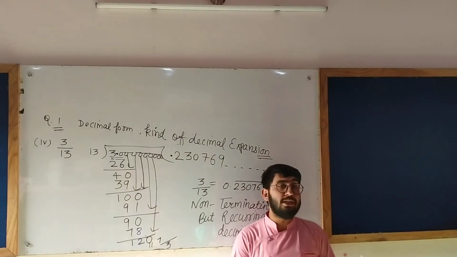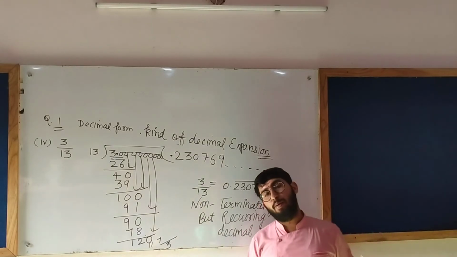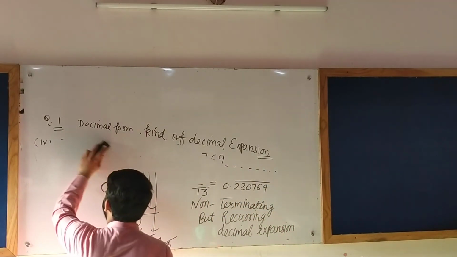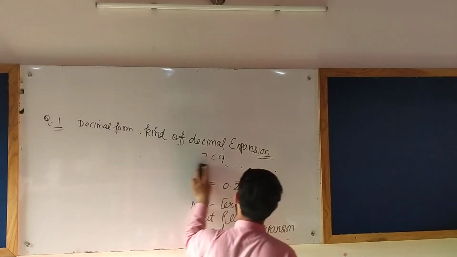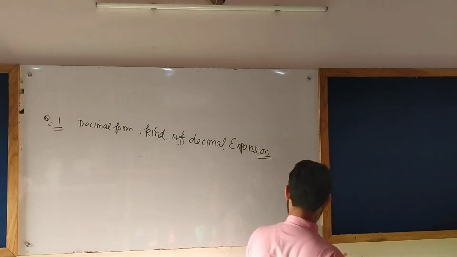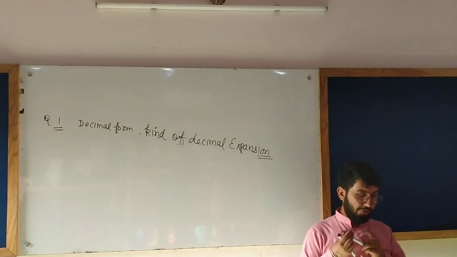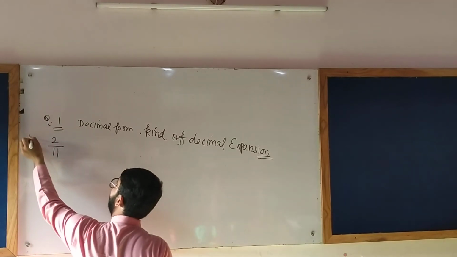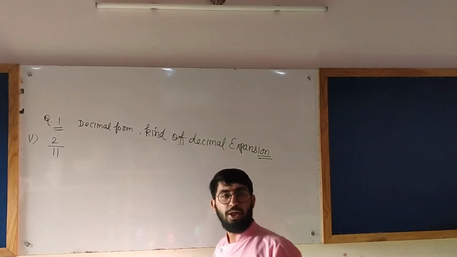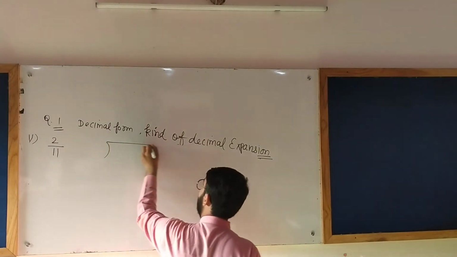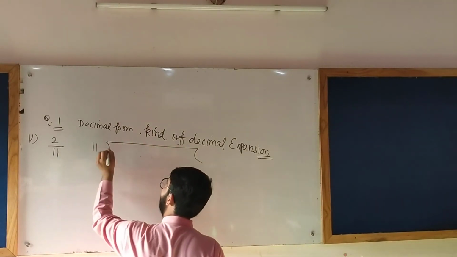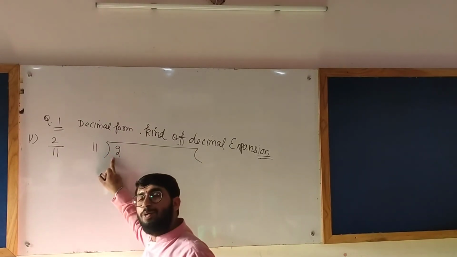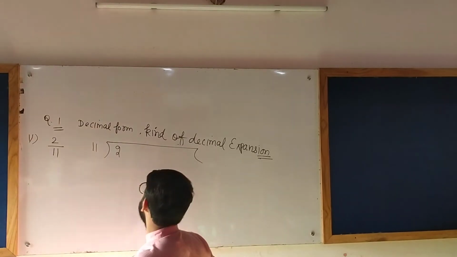Okay, now we are proceeding towards the fifth part of this question. Total number of parts are 6, but we are proceeding towards the fifth part. 2 by 11. This is the fifth part of this question. Okay, as we know that denominator always comes outside. So 11 will be outside and 2 will be inside. But 2 is smaller than 11. So we'll write 2 as what?